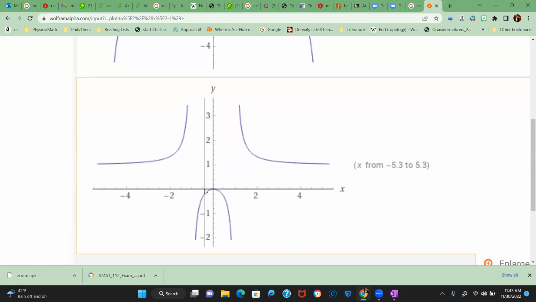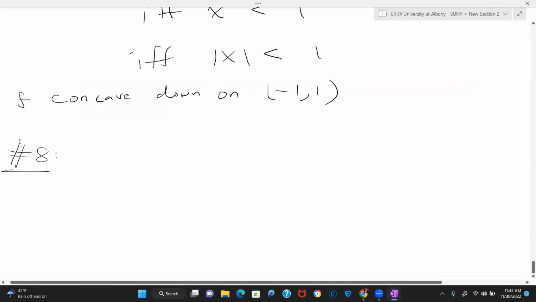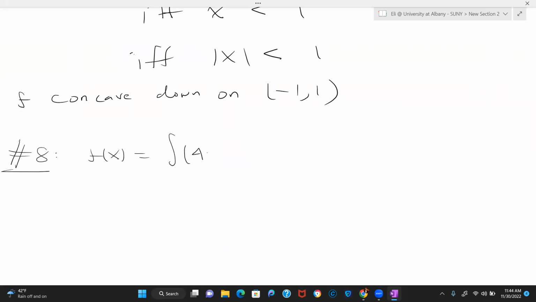All right. So now for number 8. We have that f of x is defined as this indefinite integral of x to the third plus 2x minus sine x plus 5 dx, subject to the condition that f of 0 is equal to -1. And we want to find f.